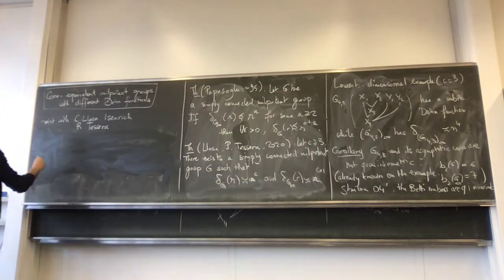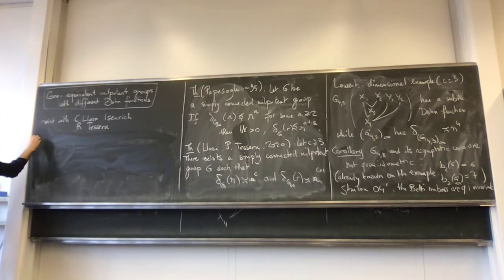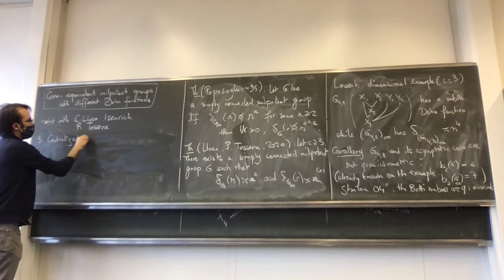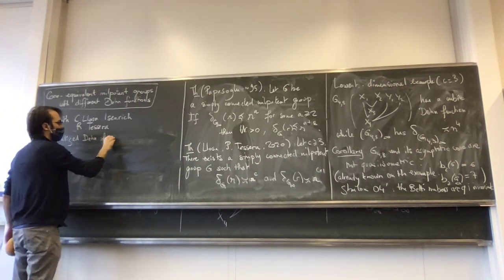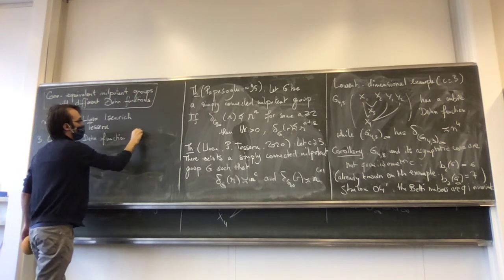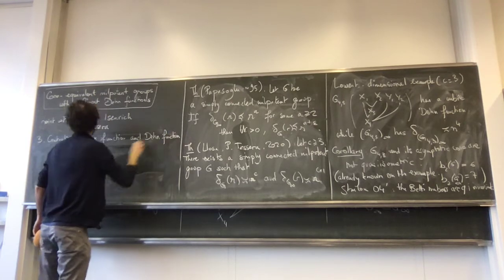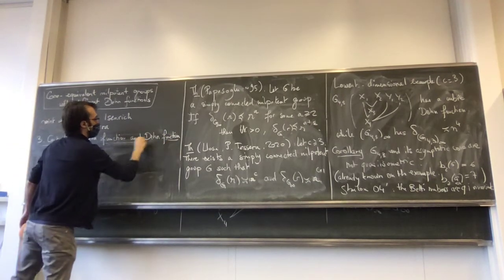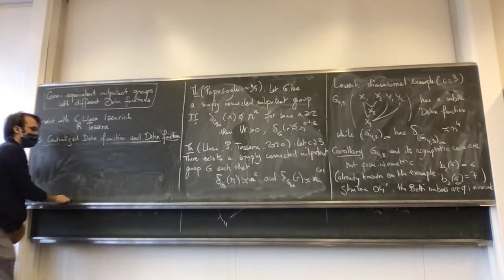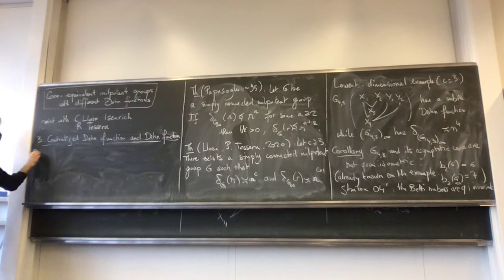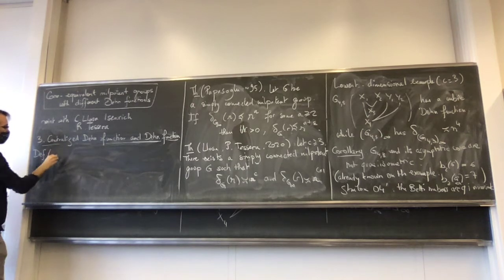So this is my last part: the centralized Dehn function and the Dehn function. I only explained on one example, the Heisenberg group, how we obtain lower bounds on the Dehn function. But in general, there is a method given in the following proposition.